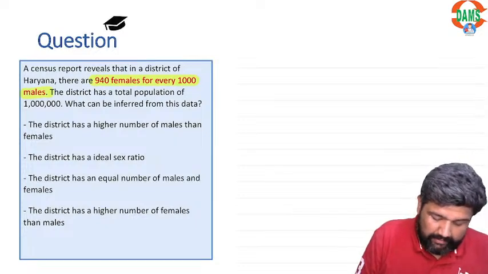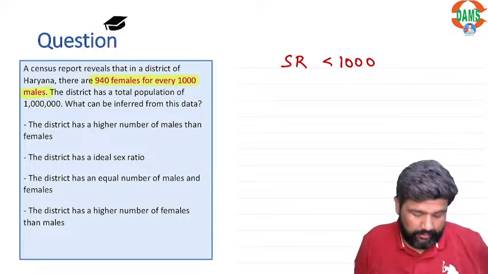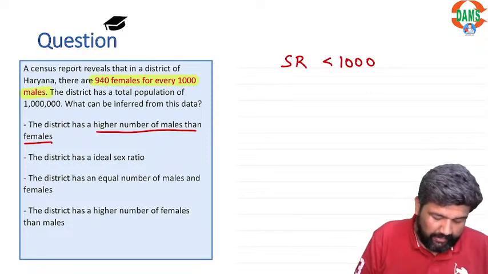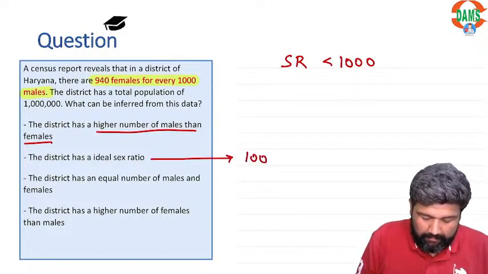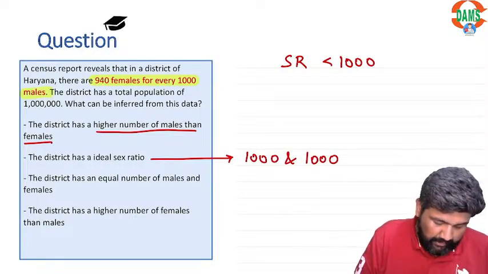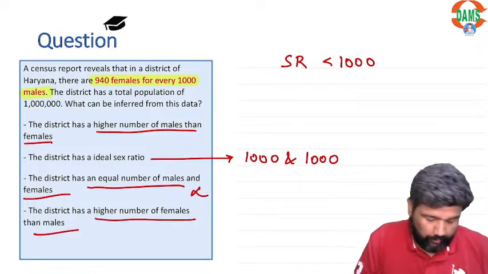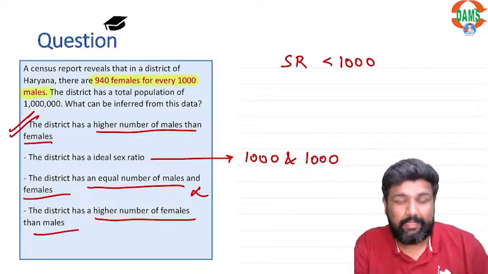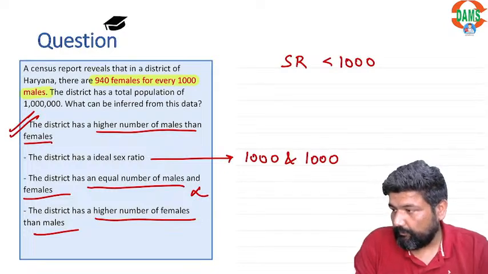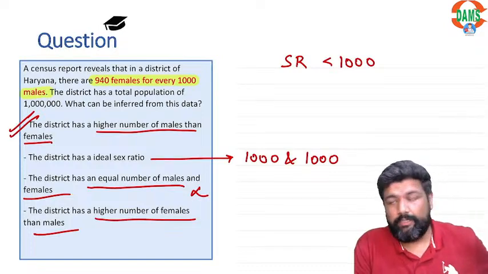So guys, 940 females for 1000 males. So we can say the sex ratio is less than 1000 here. When the sex ratio is less than 1000, the district has a higher number of males than females. Ideal sex ratio, no. When 1000 females and 1000 males are there, this is known as ideal sex ratio. Equal number of males and females, no. The district has higher number of, no. So here A is correct because it has 940 females and 1000 males, right?